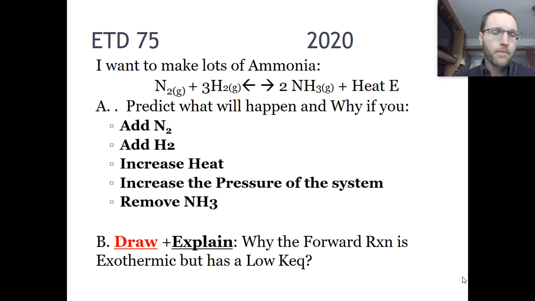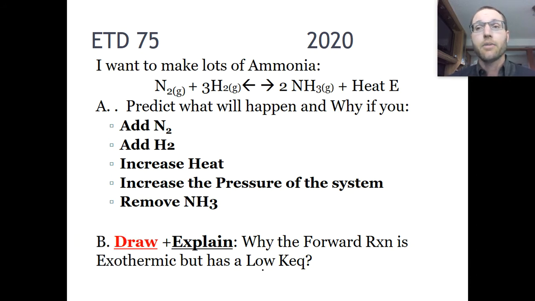Then the hard part. I want you to draw and explain why the forward reaction is exothermic but has a low Keq. Now, by now, that should not be like a mysterious language. That should start to make sense by now. So, pause me. Write down the questions. Try to answer them on your own. Make sure that you draw and explain, because that helps your brain.